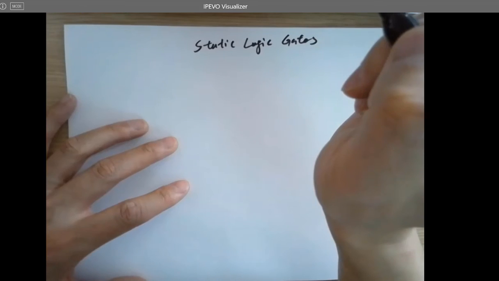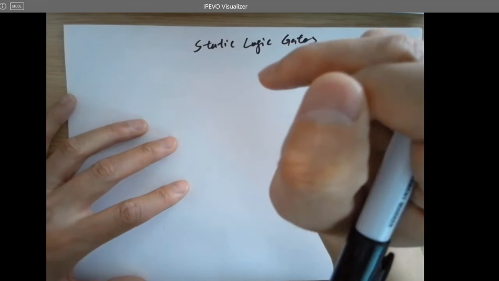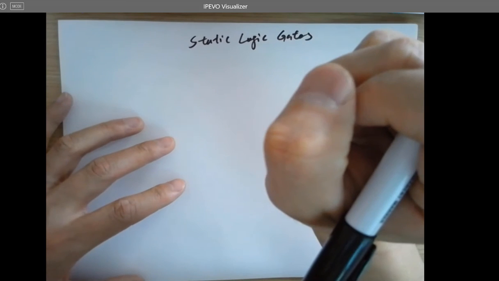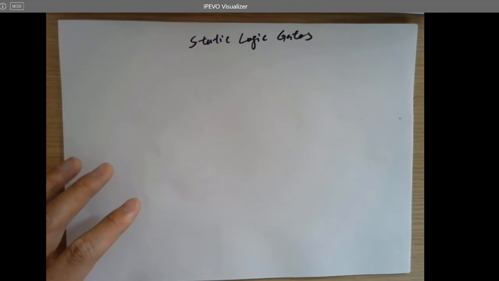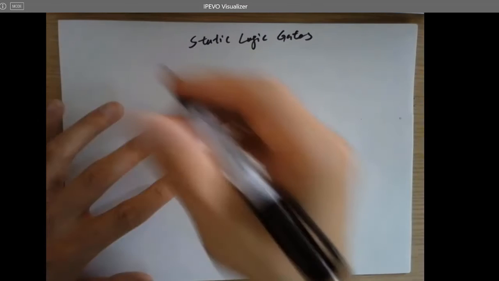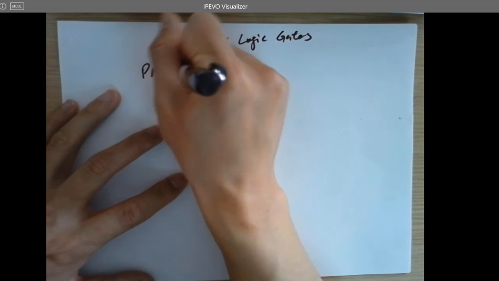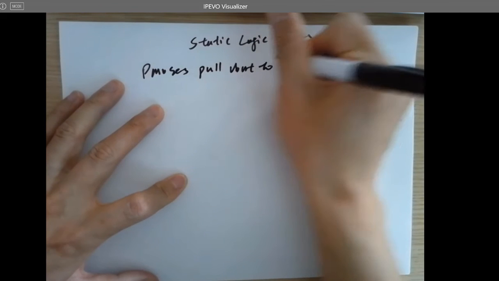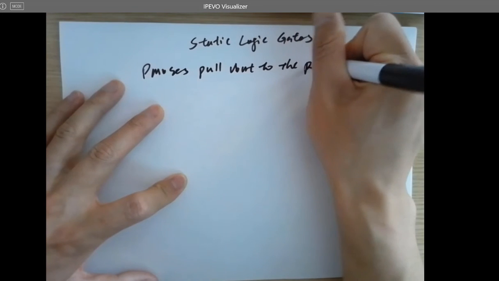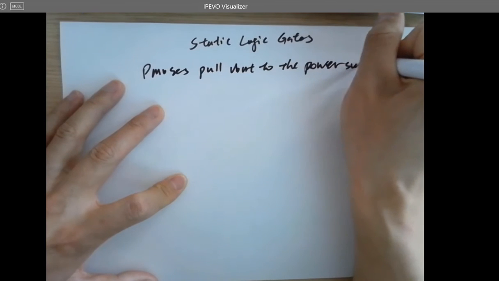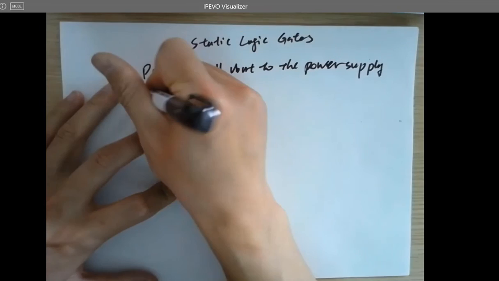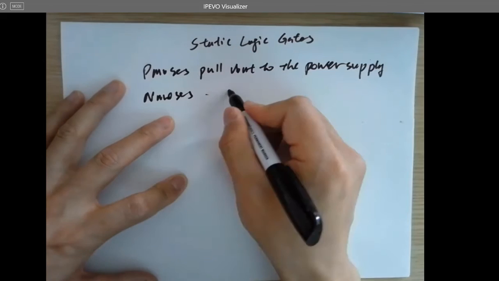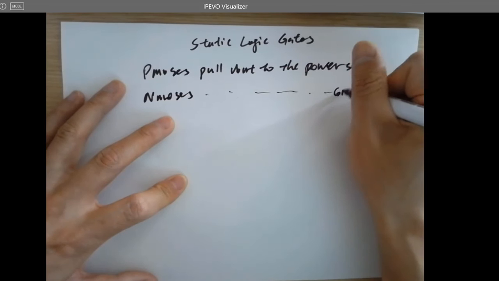Okay, let's get back to the topic. Remember last time I mentioned that PMOS are being used to pull the output to the power, right? And NMOS pull Vout to the ground.